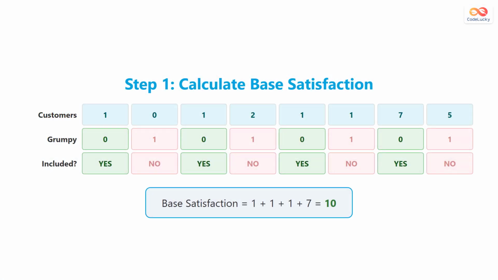First, let us sum up all the customers who arrive when the owner is already happy. In our example, we add 1, 1, 1, and 7. This gives us a base satisfaction of 10. These customers are safe regardless of our secret technique.